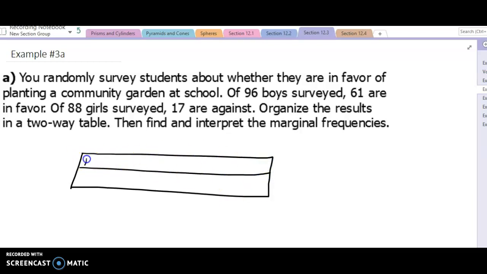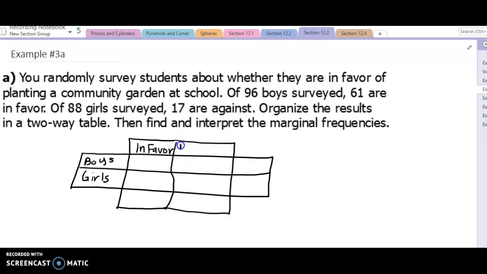And we have boys and we have girls. And then we have in favor of planting the garden, and then we have not in favor of planting the garden, not in favor, okay, and then we have the totals on the outside.